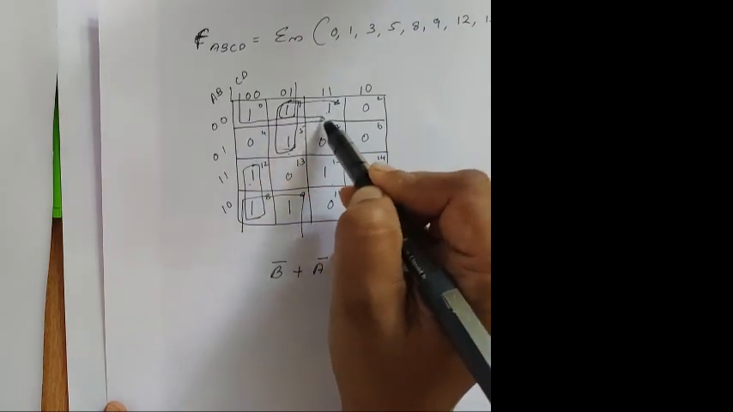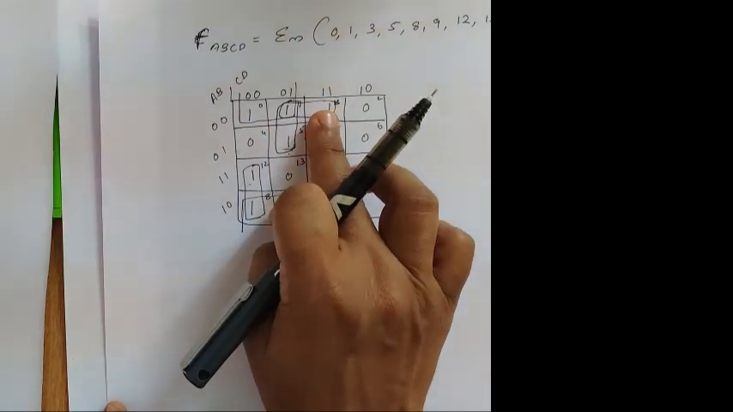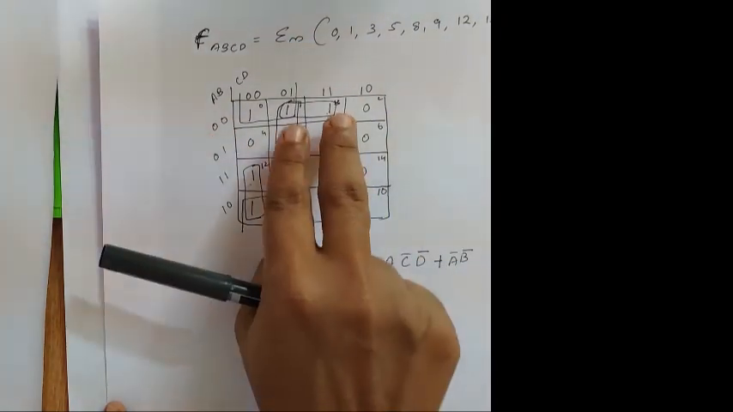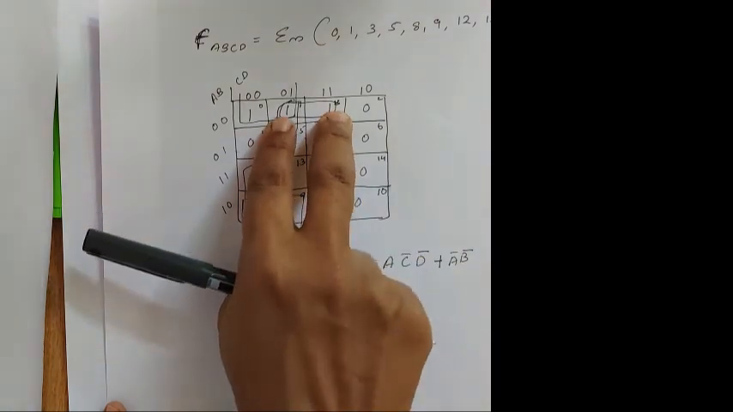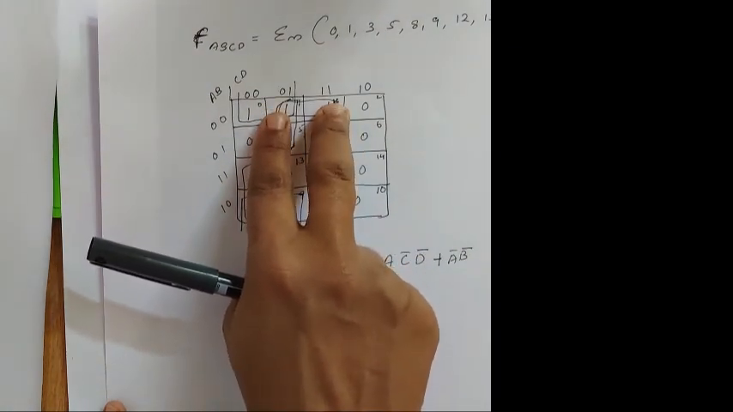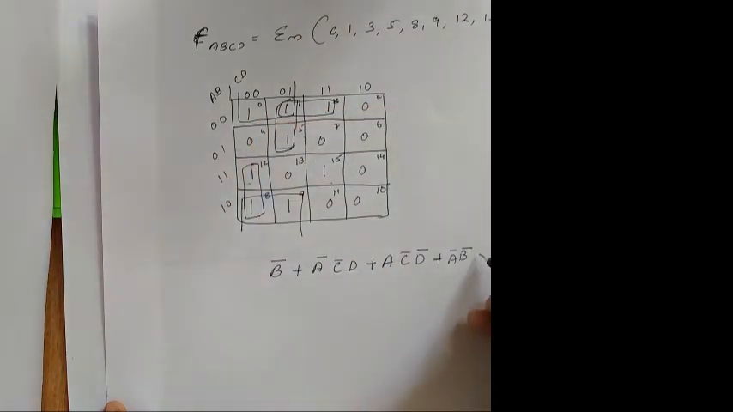So I'm going for again these two. Only one row. What you will get? A bar, B bar. And this is having two rows, two columns. So C is switching from 0 to 1 and D is the same. As it is 1, I'm giving D.